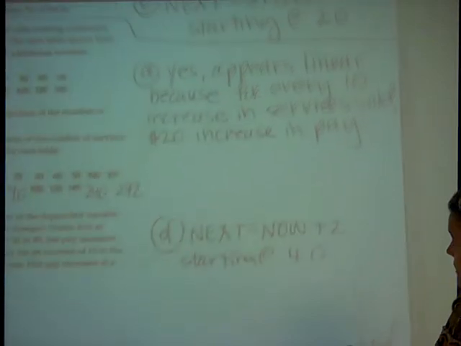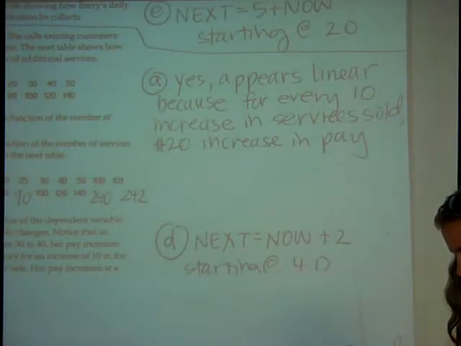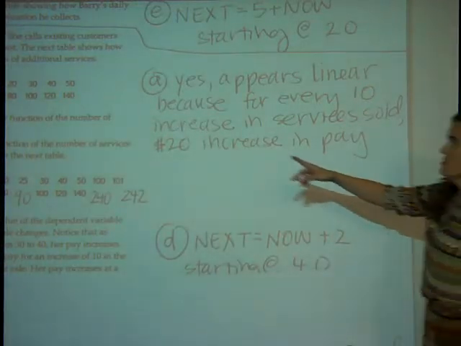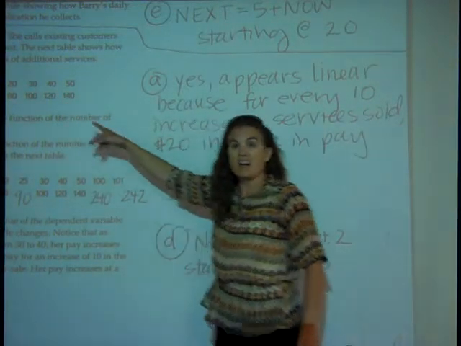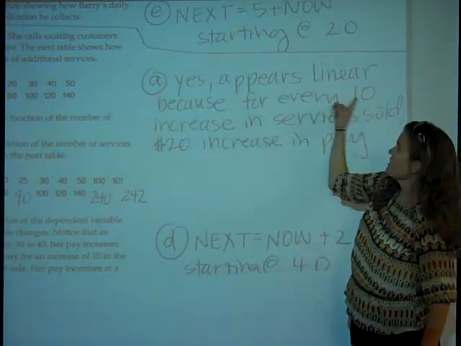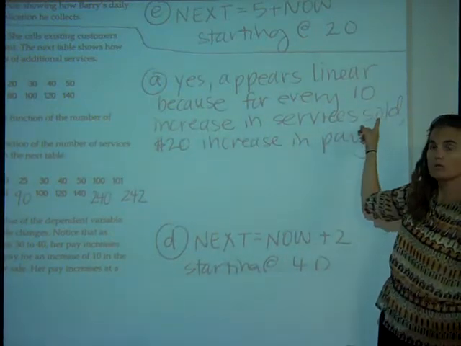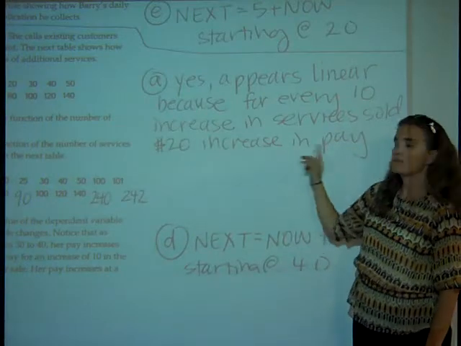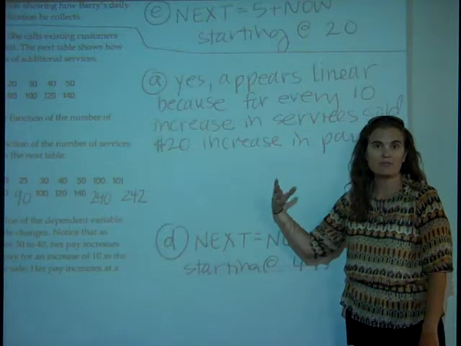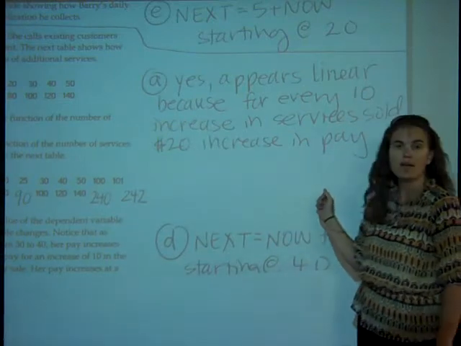Number 2 was about Sherry at the same credit card company, right? And we wanted to see what her data was saying. So letter A asked, does Sherry's daily pay appear to be linear? And when I looked at the chart, which I know is kind of off the screen here, I said yes, it appears to be linear because for every $10 increase in services sold, right, there was a $20 increase in pay. So remember, linear will be where you're at a constant rate of change. It's changing constantly the entire time.